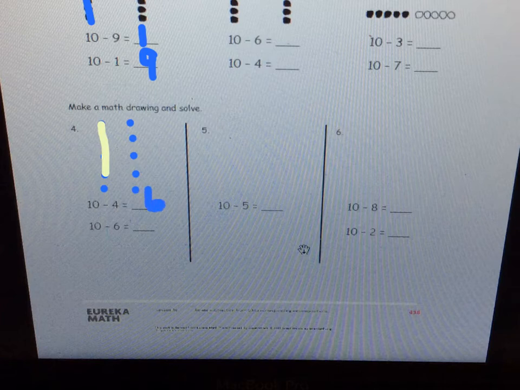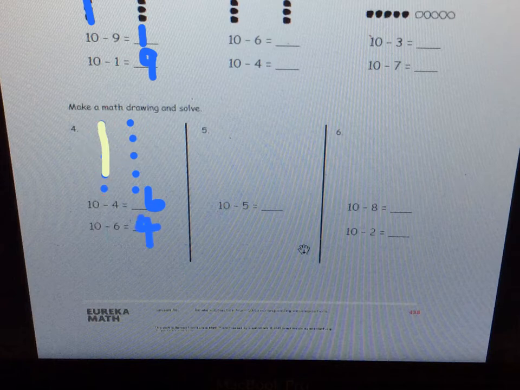Now I'm going to do the opposite. I'm going to just use this math drawing to help me solve the other one. So I know that I have 10 all together, and I took away 6, which would be these 5, and then this one more, which means that I have only 4 left.